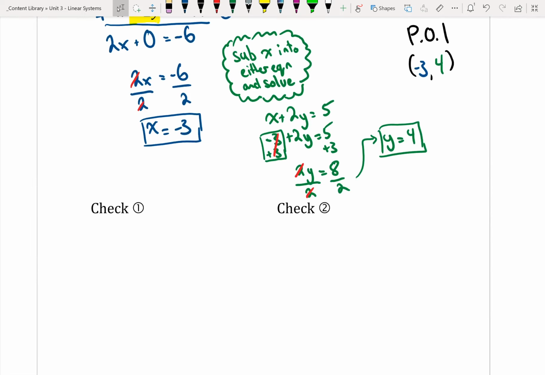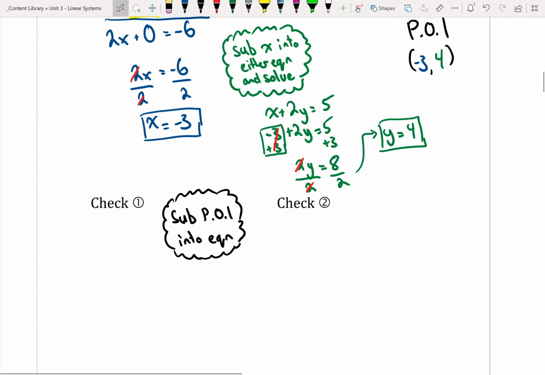If we want to check to make sure that we have the right answer, again, similar to what we've done in the past, we need to sub the POI into the equation. So we're going to take the point of intersection and sub it into both equations and check to see if left side equals right side, or if basically it makes sense.